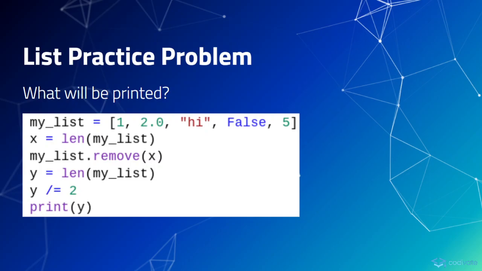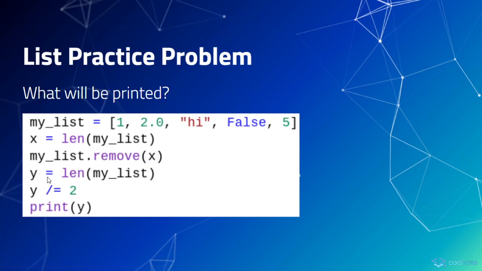Alright, let's go through this problem line by line. In the first line, we create a list called myList and we assign it some values. In the second line, x is being assigned the length of the list. Let's count that: 1, 2, 3, 4, 5. So we have 5 items in the list, so x is getting the value of 5. Now we're removing from the list 5. We know x is 5 from our previous line. So we're removing this 5. It won't remove an index, it will remove an actual item. So we're getting rid of this 5. So now our myList only has 1, 2.0, high, and false.